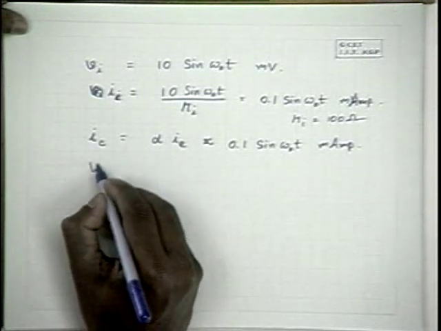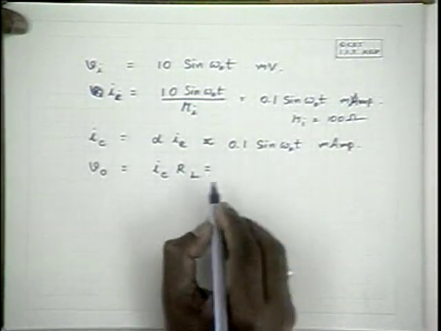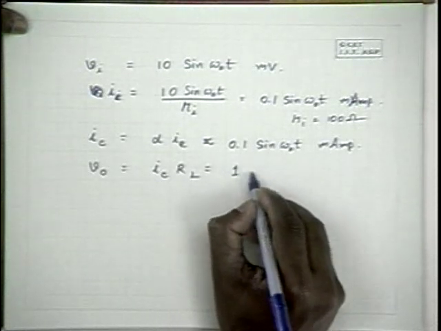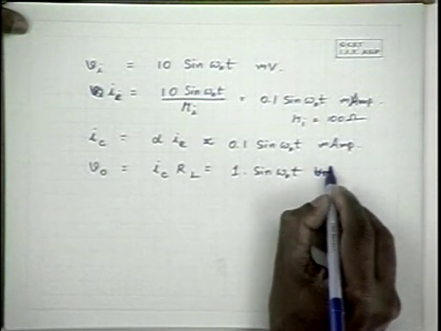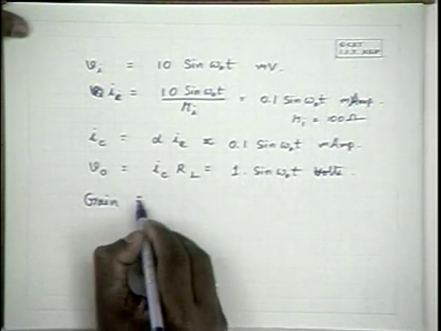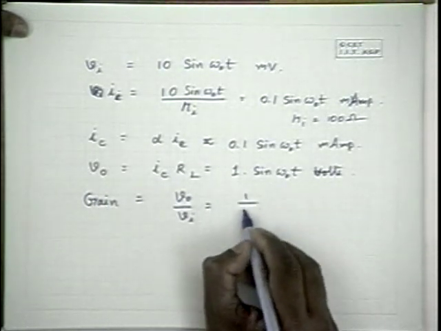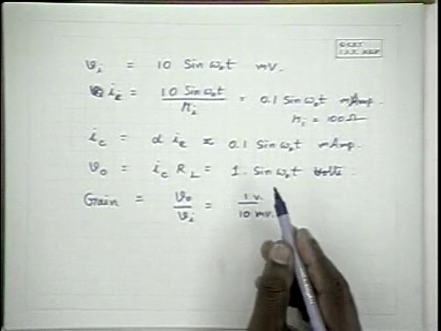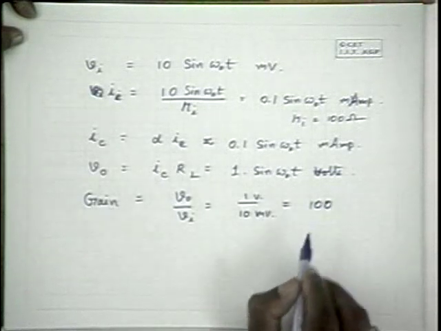Now, the output voltage V naught is equal to IC into RL, and if RL is 10 ohms, then this is going to be 1 into sin omega naught t, so it's volts. Therefore, the gain is the output voltage divided by the input voltage, which is 1 volt by 10 millivolts peak to peak difference, the ratio of the AC signals, so that is equal to 100.